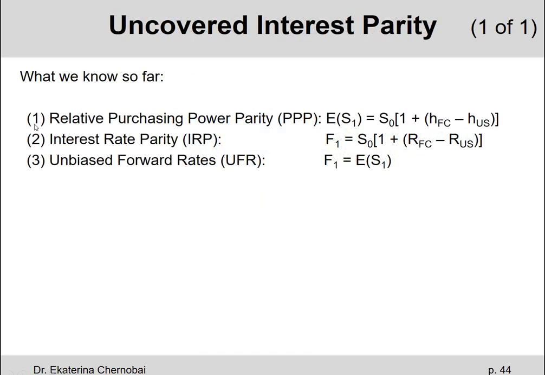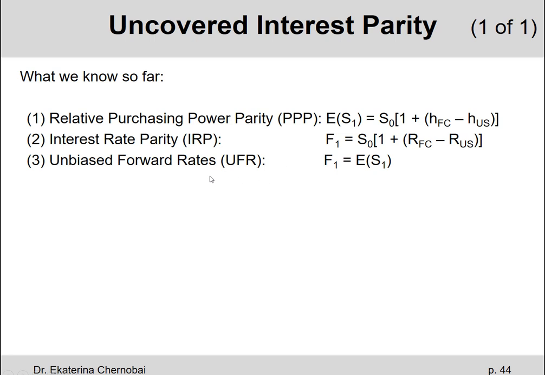Okay, what do we know so far? We have the relative purchasing power parity formula. Expected spot exchange rate in 1 year equals today's spot exchange rate multiplied by 1 plus the difference between the foreign country and the US inflation rates. 2. Interest rate parity. 1-year forward rate equals today's spot exchange rate multiplied by 1 plus the difference between the foreign countries and the domestic risk-free rates. 3. Unbiased forward rates. 1-year forward rate equals expected spot exchange rate in 1 year.